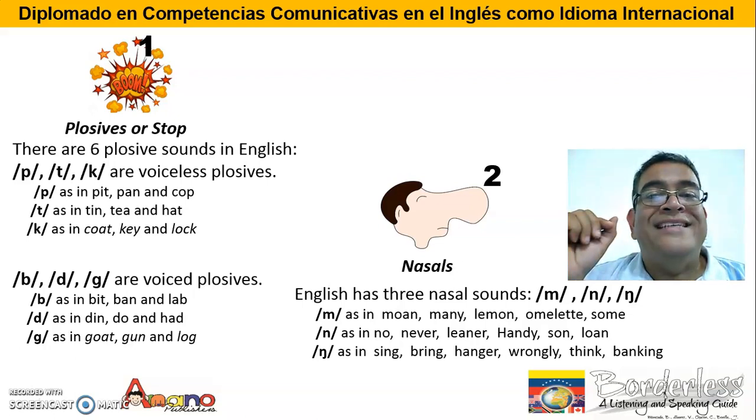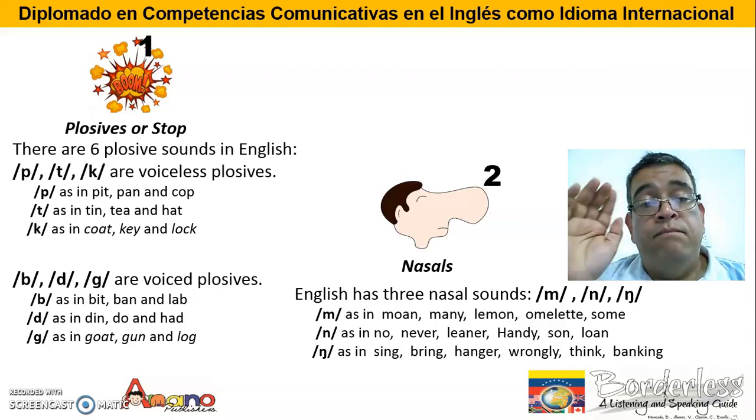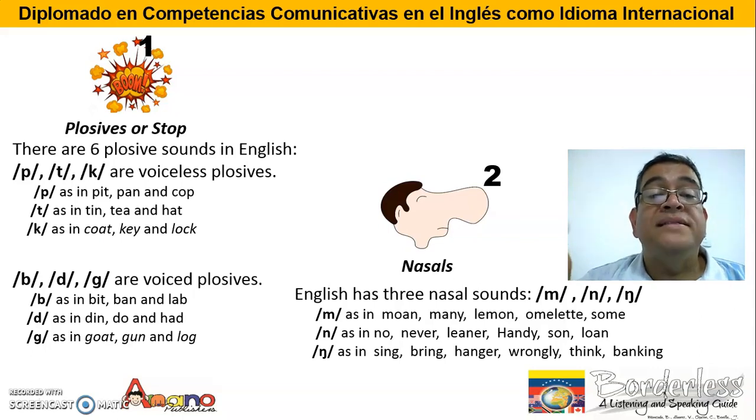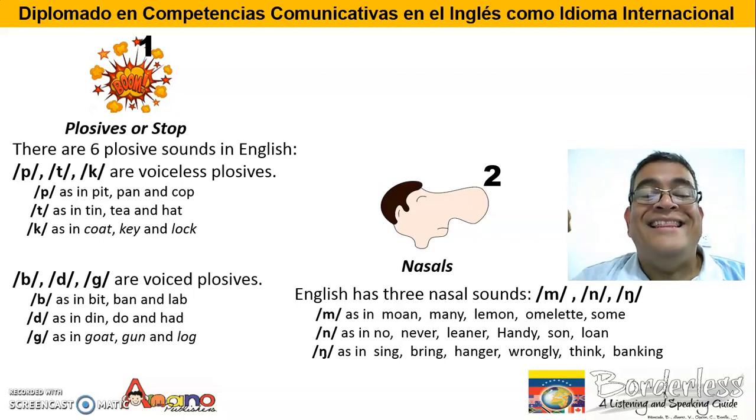Remember, we practiced key in one of the exercises we made in the synchronous class we had last Sunday. Some examples of voiced plosives are b, as in bit, Ben, and lab. We have the d, as in din, do, and had.